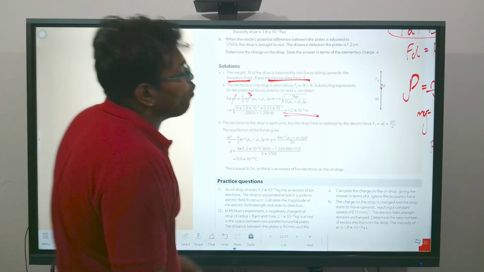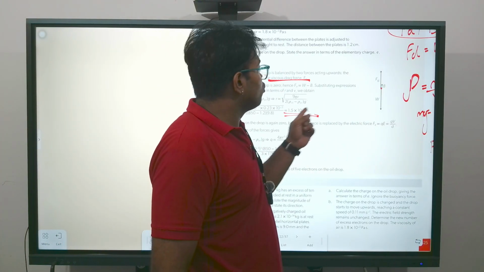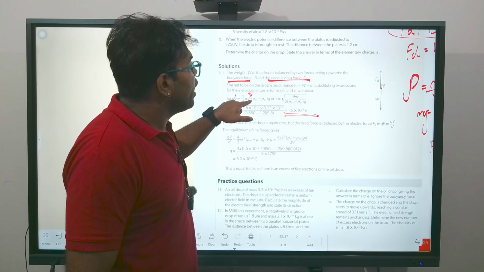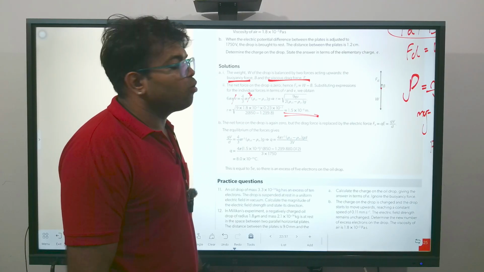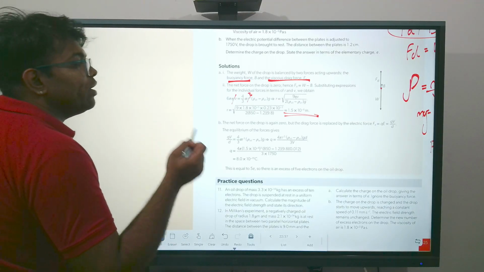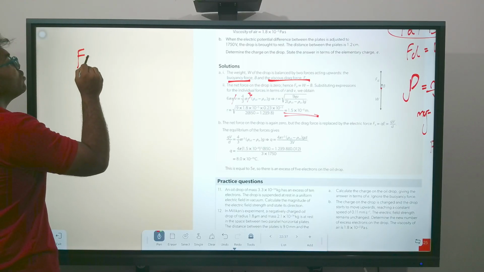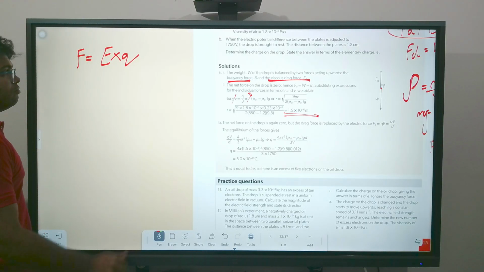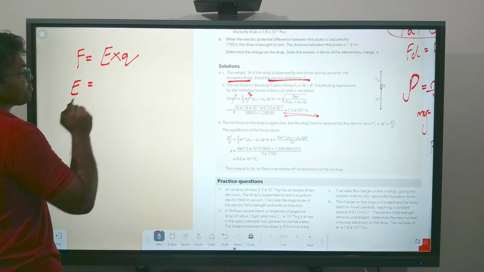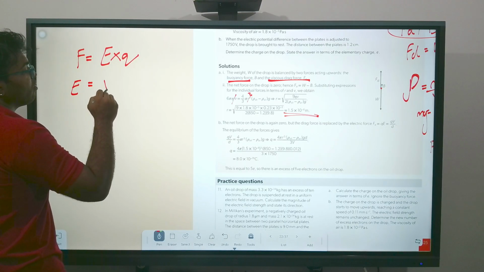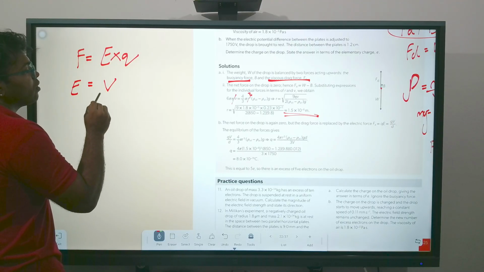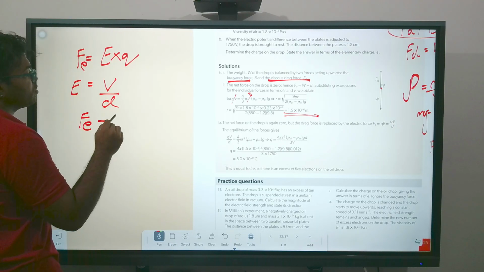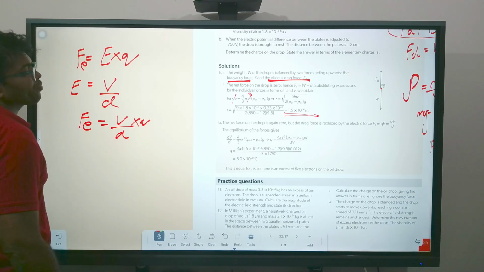So basically the electric force should be equal to the downward force, that is this whole value, 4 by 3 pi r cubed, density of oil minus density of air, the whole multiplied by g. Now we know that force is equal to field times charge, and field is equal to what? V upon D. So force due to electric field is equal to V upon D times Q.